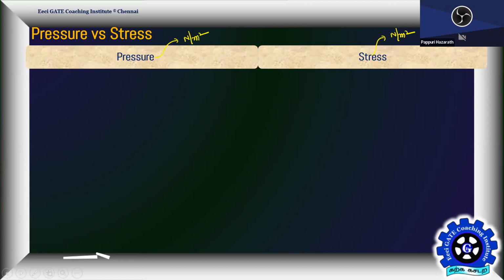What is meant by pressure? Certain areas are continuously applying force. No. Here, what is meant by pressure? Somebody asked in the interview. Generally 100 students attended, all will give the same definition. What is meant by pressure? Pressure acting on the surface is nothing but the magnitude of external force acting per unit area of cross-section. But stress is nothing but the magnitude of internal resistance offered by the body per unit area of cross-section.